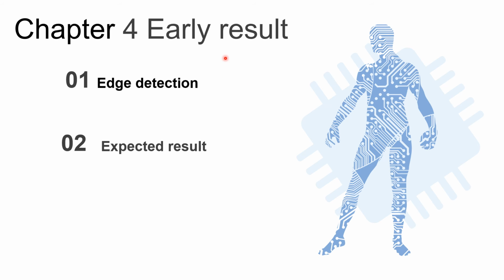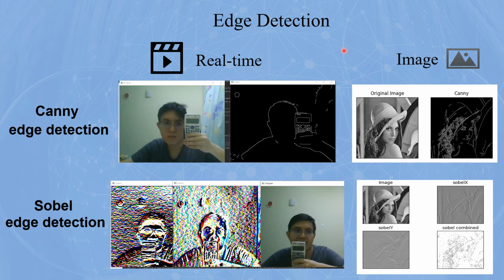Chapter 4. Theory result. They consist of two parts, edge detection and the expected result. Edge detection. In this slide, two methods of edge detection are used. One is canny edge detection and another is Sobel edge detection. From the figure above, we know that canny method can produce good edges with smooth continuous pieces and thin edges, while Sobel edge detection method cannot produce smooth and thin edges compared to canny's. So, from the figure above, we know that canny edge detection has a better result than the Sobel's.